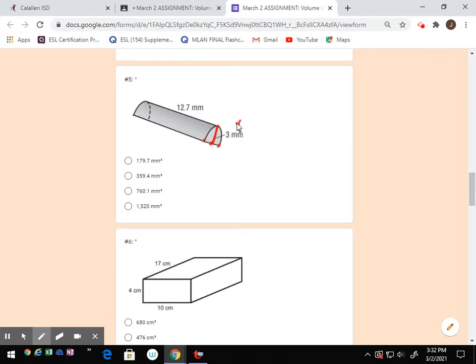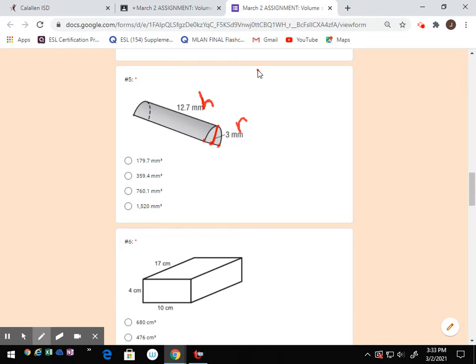So 3 is R. If we put a finger on one of our bases right here, and then our second finger on this other base, 12.7 is in between my two bases. So this means this is my height of my shape. So I'll put H right here. Okay, so these are the only two letters we need to know right now.